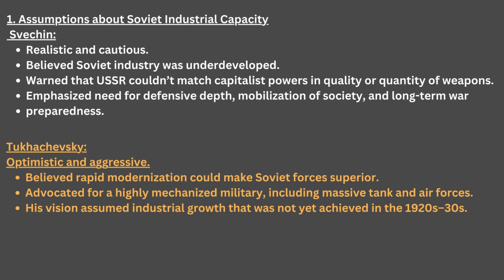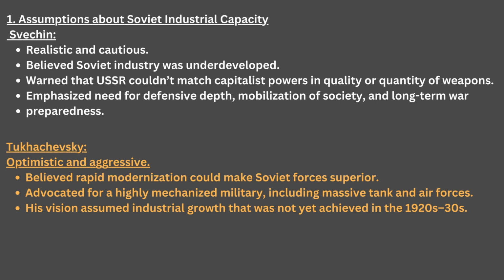Tukhachevsky's view. He was optimistic and aggressive. Believed rapid modernization could make Soviet forces superior. Pushed for a highly mechanized military, lots of tanks and air power. The problem? His vision depended on industrial growth that hadn't happened yet in the 1920s, 30s. So, while Svechin was cautious, Tukhachevsky had big ambitions for Soviet military power.